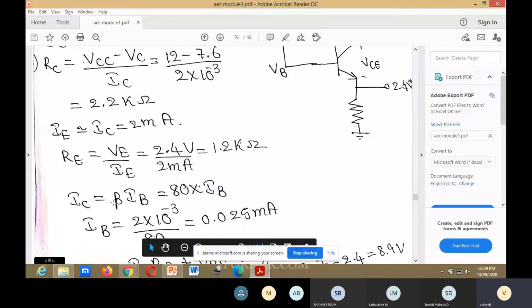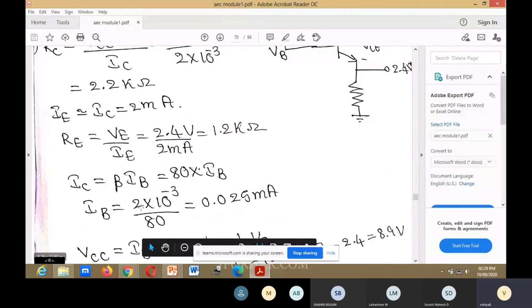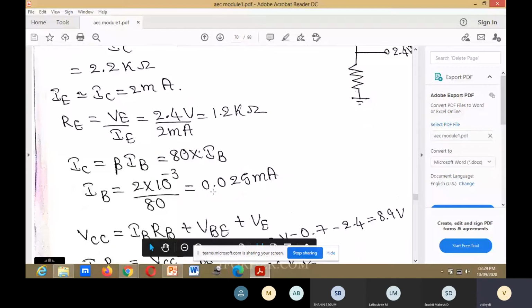Next, IC is equal to beta into IB, is equal to 80 into IB. IC is 2 into 10 to the power of minus 3. We know the value of IC and we know the value of beta. Find out IB: 0.025 milliamps.